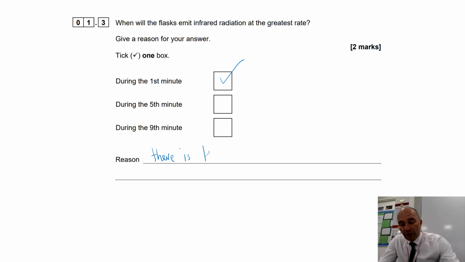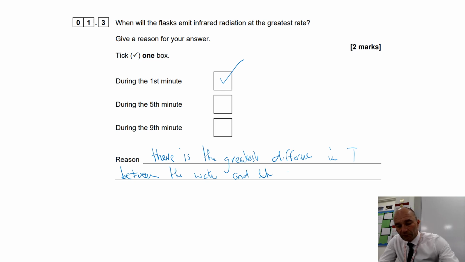There is the greatest difference in temperature between the water and the surroundings. So remember, you get the first mark for ticking the correct box, and then of course you've got to give the correct reason. If you didn't tick the correct box, it doesn't matter what reason you put, you don't get any marks.